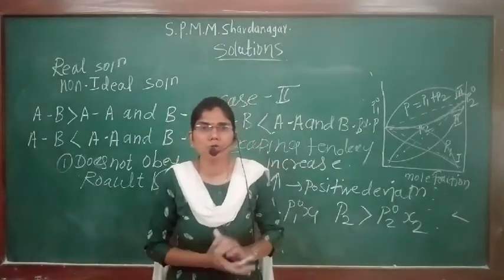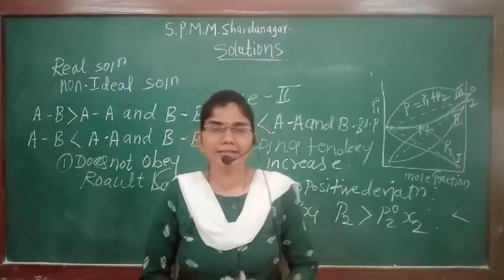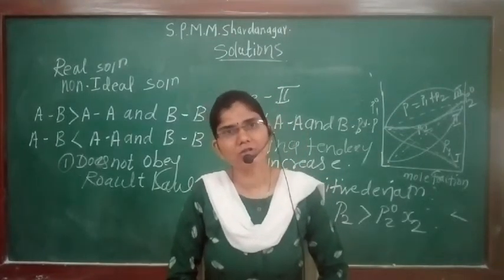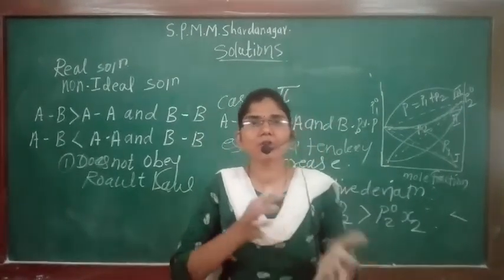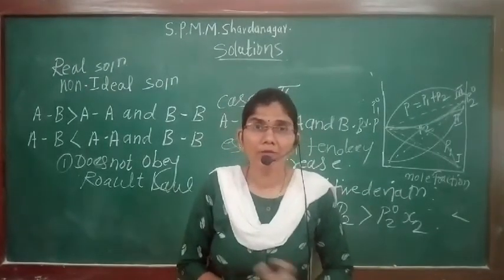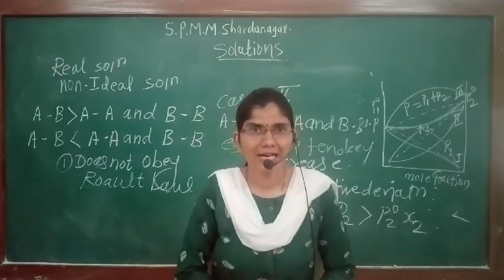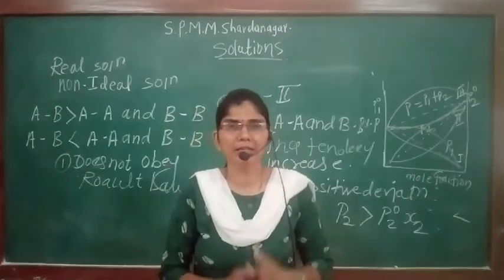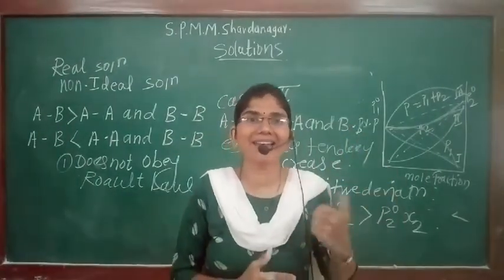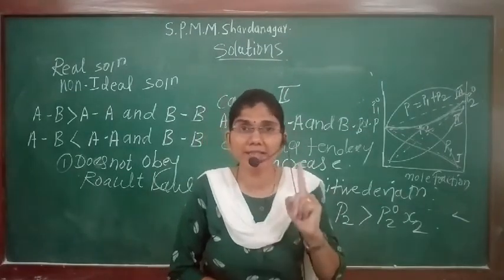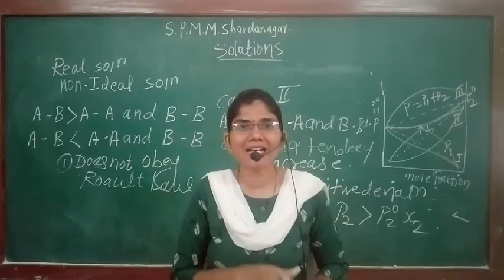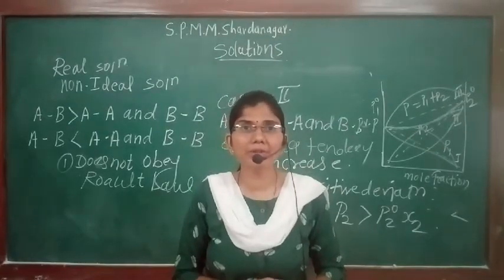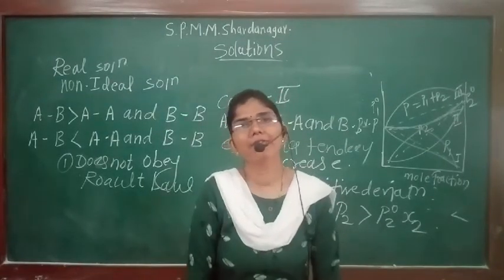Ideal solutions are the solutions which obey Raoult's law, in which all the interactions of the solution are the same, and non-ideal solutions do not obey Raoult's law. They show deviation from Raoult's law. Why? Because the interactions are different. Either the interactions are higher than in the pure components or lower than in the pure components. If the solute-solvent interactions are higher than in the pure components, then it shows the negative deviation, and if the interactions are lower than in the pure components, then it shows the positive deviation.